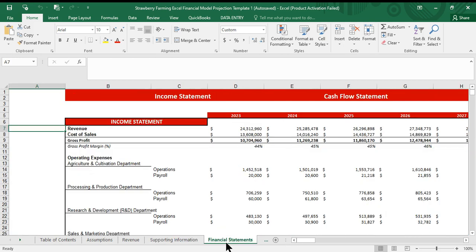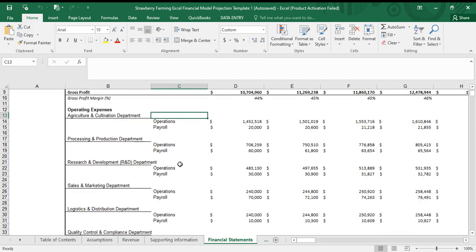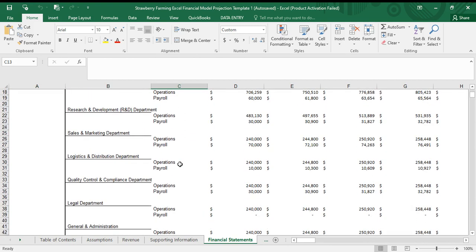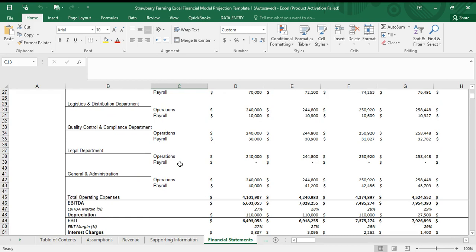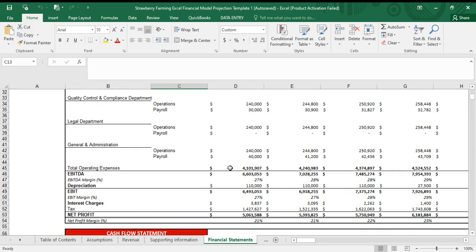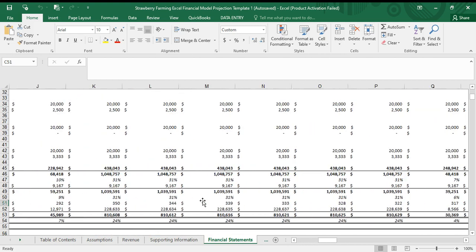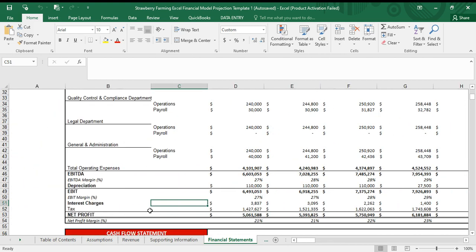In the financial statements sheet, we have added the most important three financial statements: income statement, cash flow statement, and the balance sheet. The income statement shows the profit and loss figures for each of the years 2023 to 2027 and the monthly profit and loss as well.